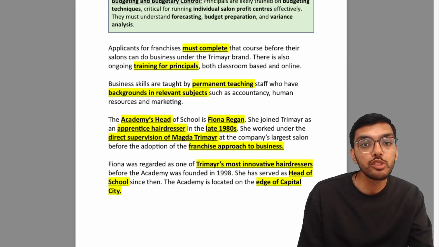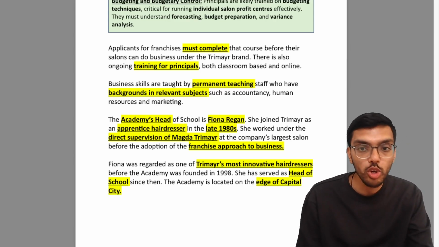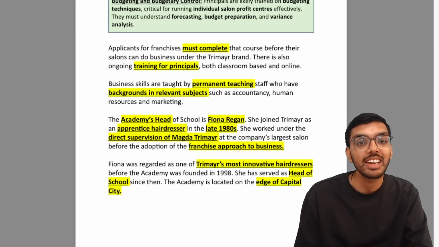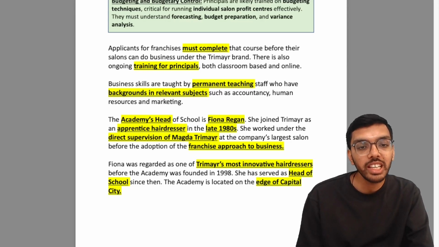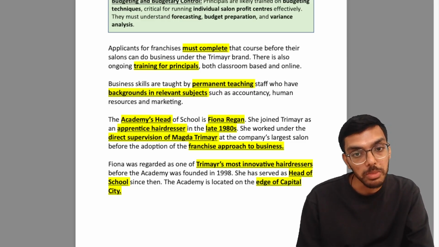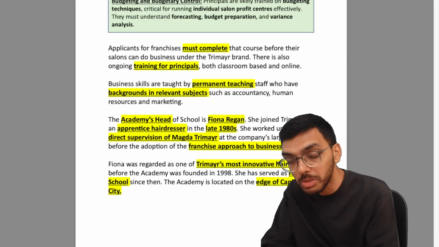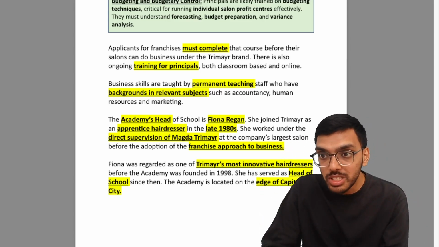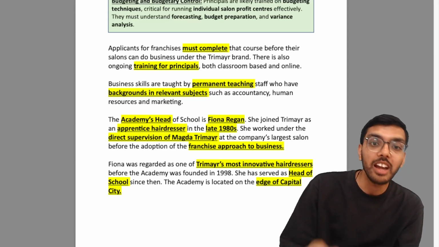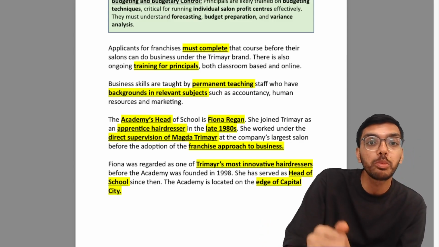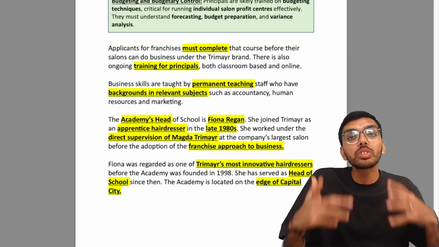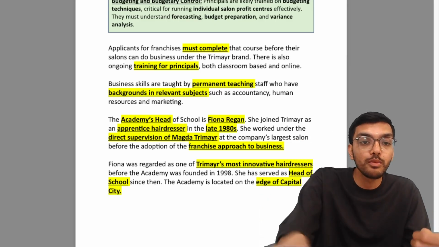The academy's head of school is Fiona Regan. She joined Trimayr as an apprentice hairdresser in the late 1980s. She worked under the direct supervision of Magda Trimayr at the company's largest salon before the adoption of the franchise approach to the business. So when the franchise approach was adopted, an academy was set up, and Fiona now leads it. She worked under the direct supervision of Magda, so she knows the company's values and principles from the very start.